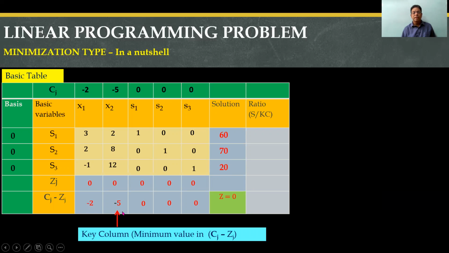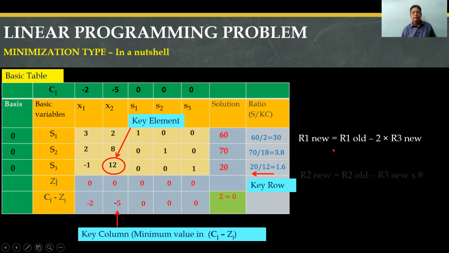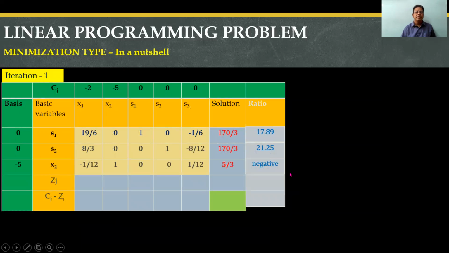Then the key column here will be the least value, that is minus 5. Then we'll find the ratio, and then the key row. Then this is the key element which will be made 1. How will we make this as 1? For making this as 1, we'll perform operations like this. 3 operations on 3 row in the sequence as explained earlier, and we'll get this new table. So this will be called iteration 1.